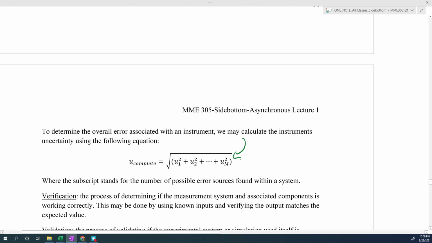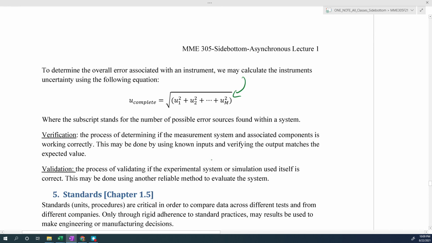The last few things we're going to talk about are verification and validation. Verification is the process of determining if the measurement system and its components are working correctly. This can be done using known inputs and verifying that the output matches the expected value. Validation is validating if the experimental system or simulation itself is correct. This may be done using another reliable method to evaluate the system, such as concomitant methods, to validate that the system is truly measuring what you think it is.